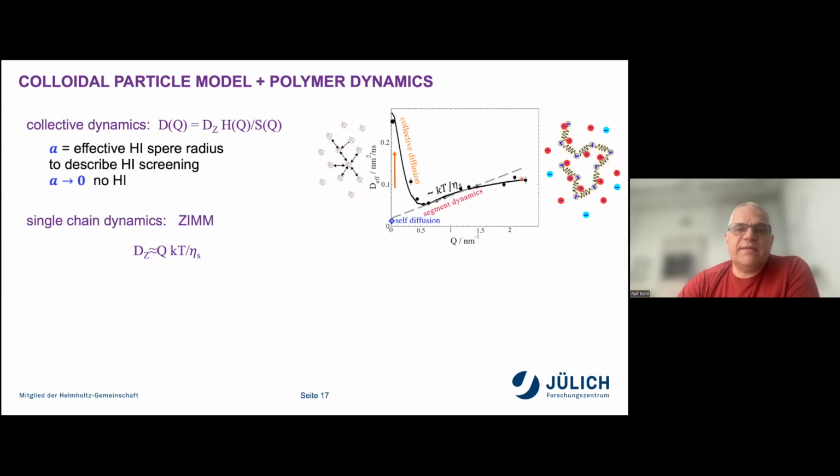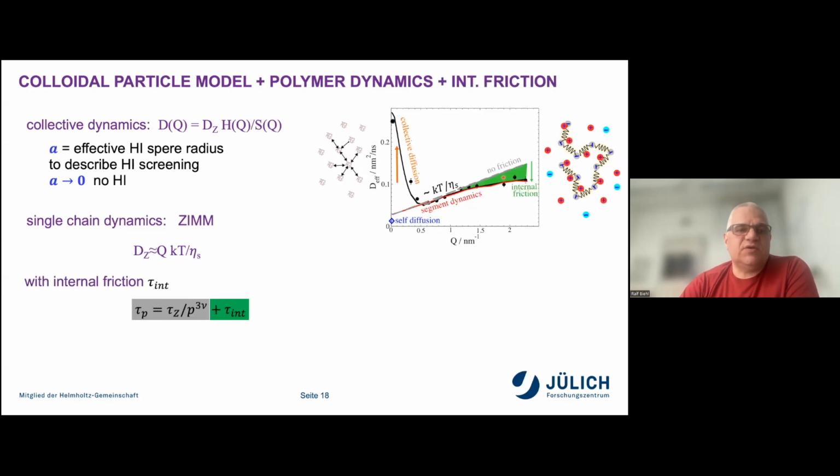Now to explain the last part, this deviation, we include internal friction, and internal friction is friction between neighboring beads. And that adds to the Zimm model's relaxation times just a constant term. And that explains our decay from the no-friction case to the case with internal friction that we observe.